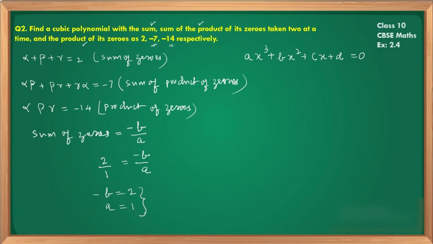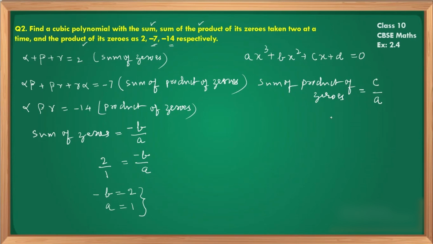Now we could find out two values, that is a and b. Now we'll move on to the sum of product of zeros. Sum of product of zeros, we'll write down here, that is equal to c by a.